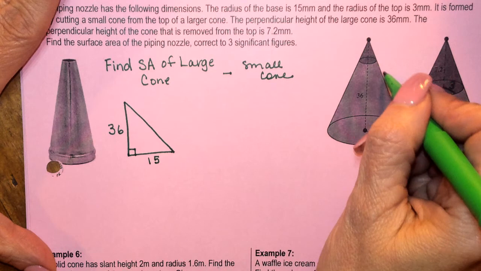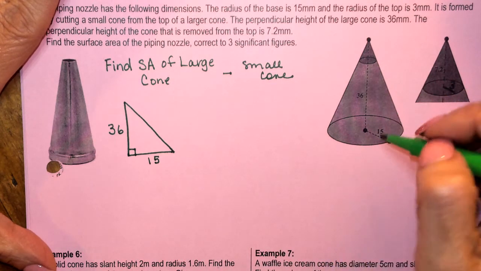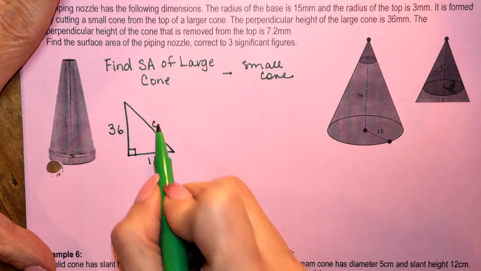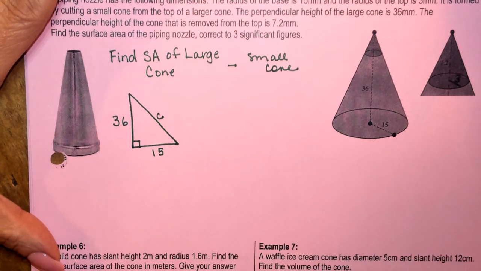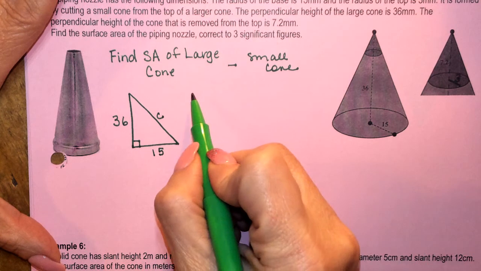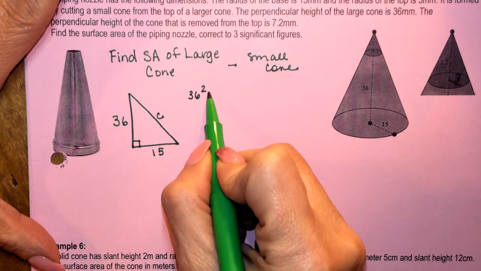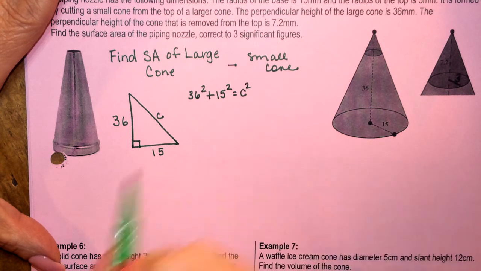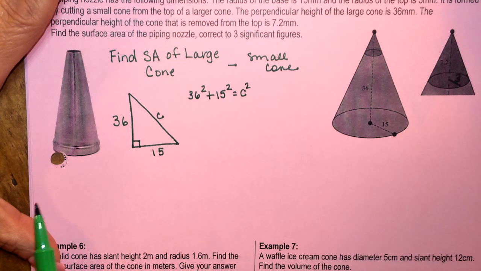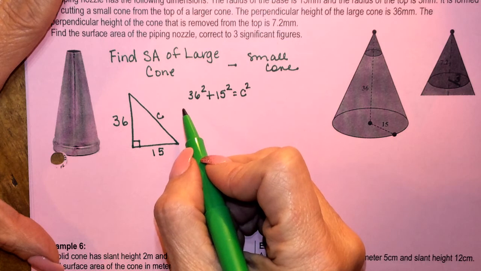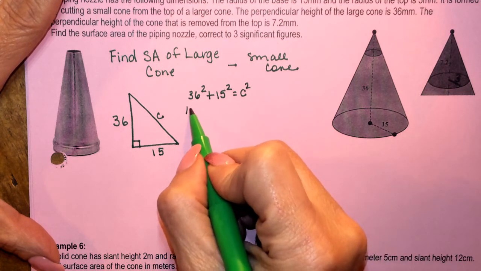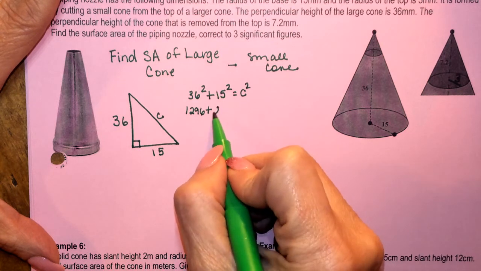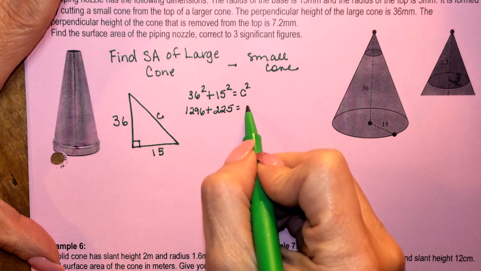So I could figure out this side right here, and it's kind of different because of the way we're going to draw it. If I could figure out this, that would be helpful. So let's do our Pythagorean Theorem and let's figure that out. 36 squared plus 15 squared equals C squared. Okay, so let's see, 36 squared is 1,296. 15 squared is 225 equals C squared.